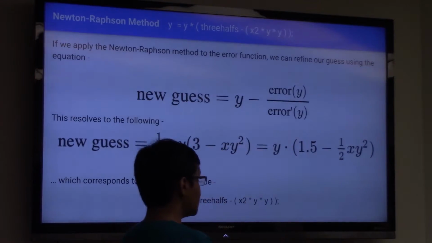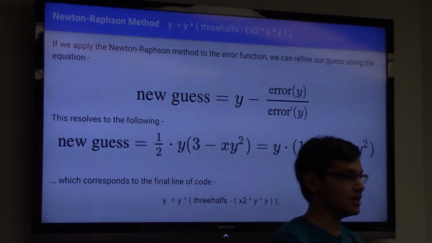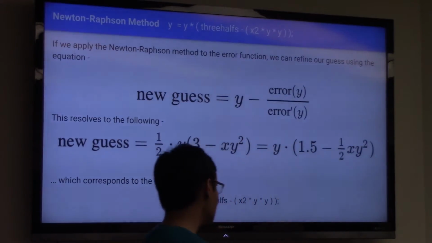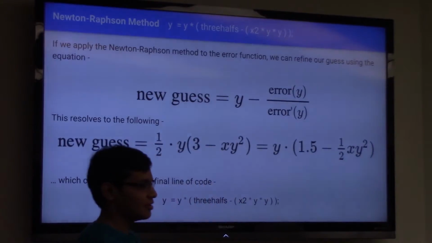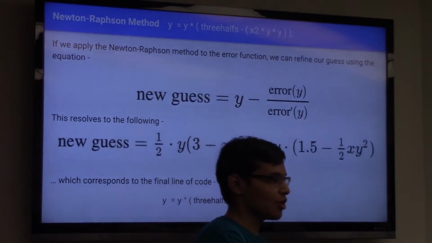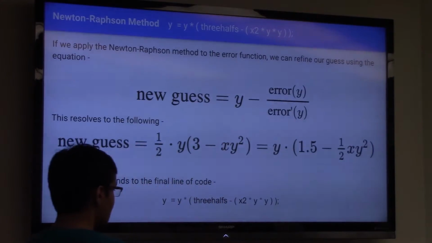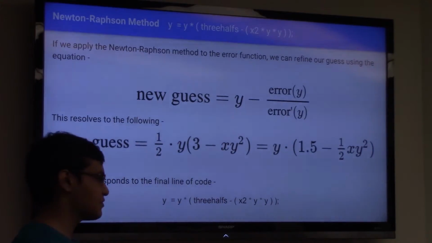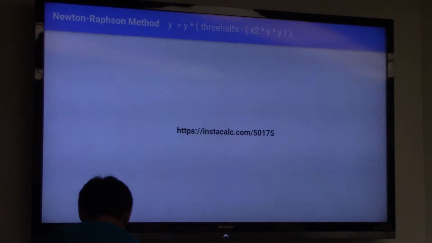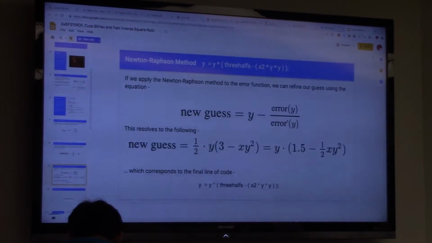The whole idea behind doing this is that we make a good initial guess, and then we just run this one iteration. We can't do more than one because that would involve more computation power. But as we'll see, this thing right here converges super quickly, which is really nice for us. I think I have an Instacalc link here.